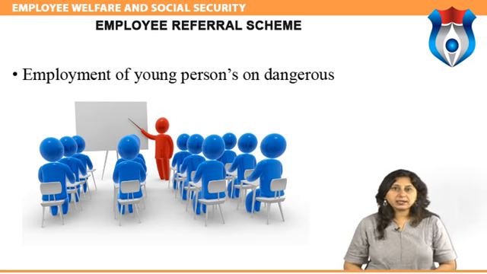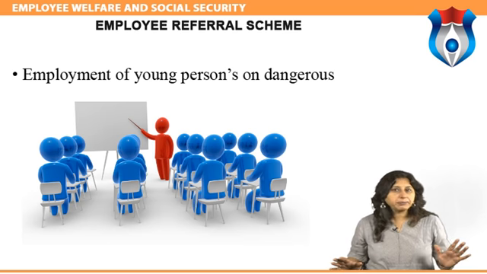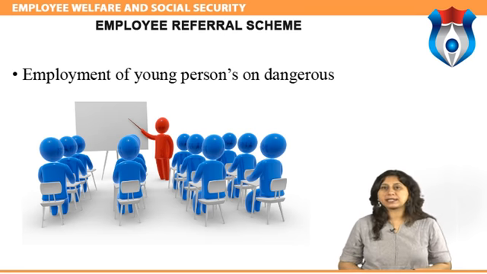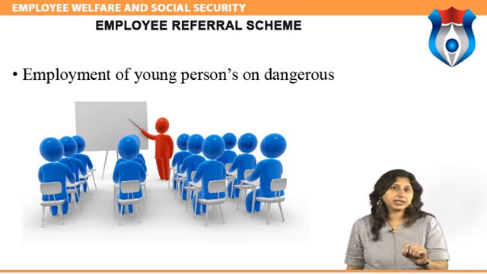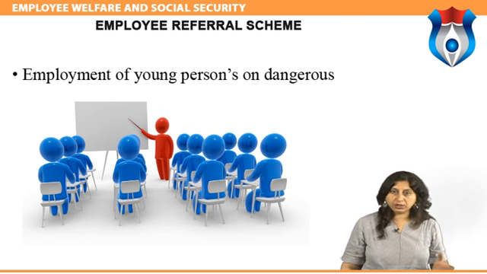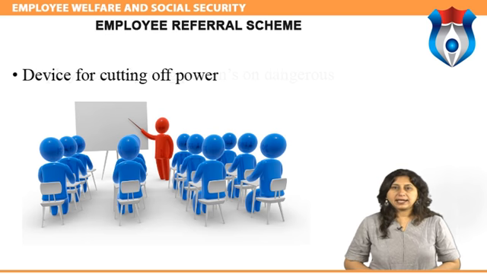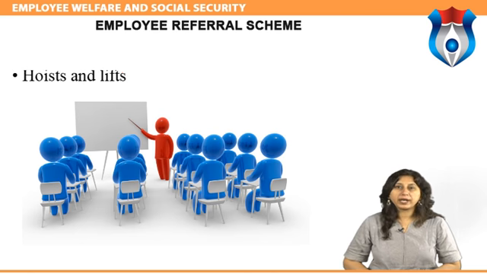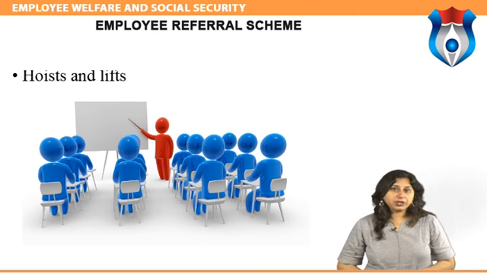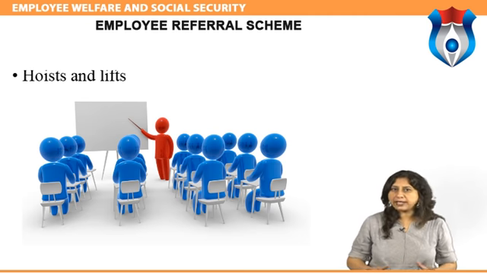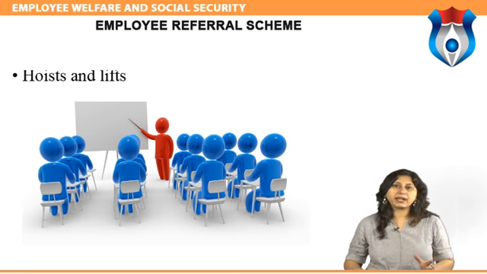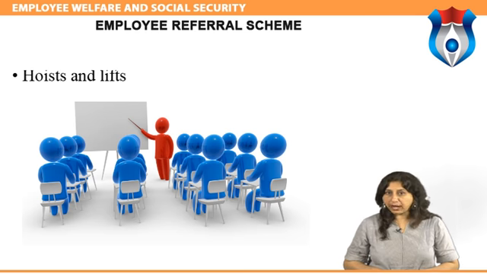Employment of young persons on dangerous machines: no young person shall be allowed to work on any dangerous machine so prescribed by the state government unless he is sufficiently trained or is working under the supervision of a knowledgeable person. Device for cutting off power: a suitable device for cutting off power in emergencies shall be provided. Hoists and lifts: these shall be made of good material and strength, thoroughly examined at least once in every 6 months and suitably protected to prevent any person or thing from being trapped.